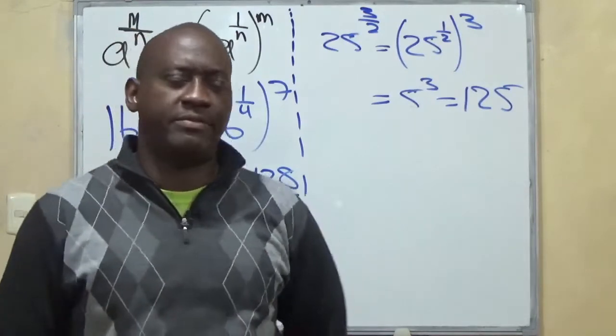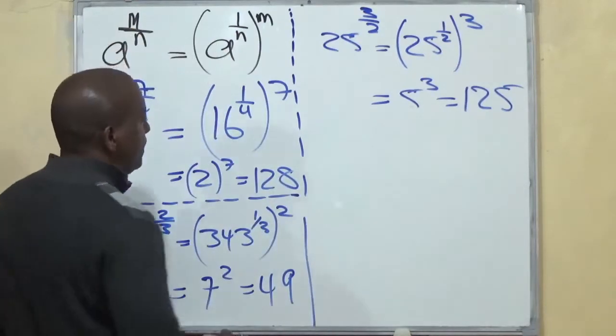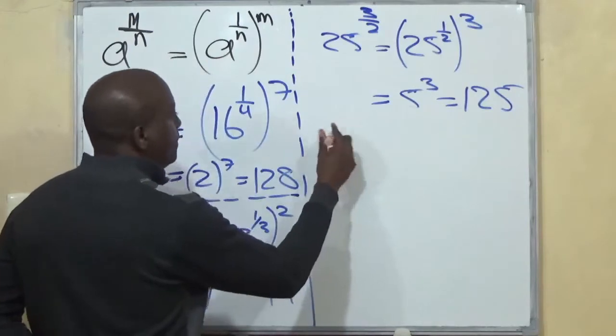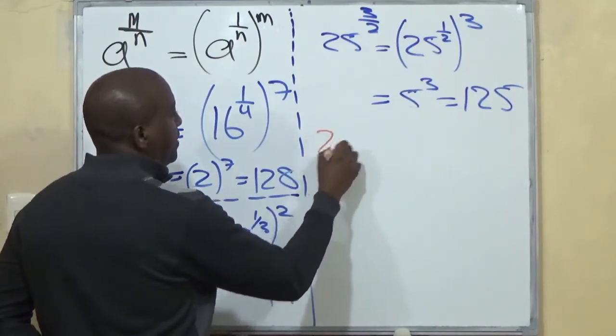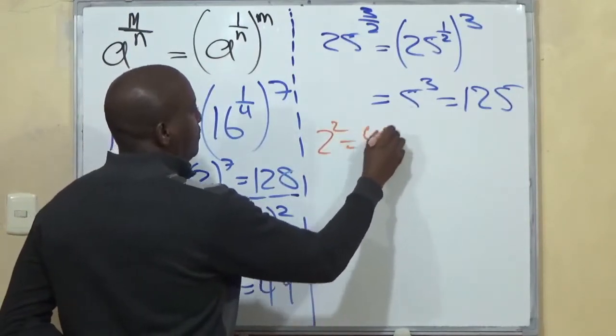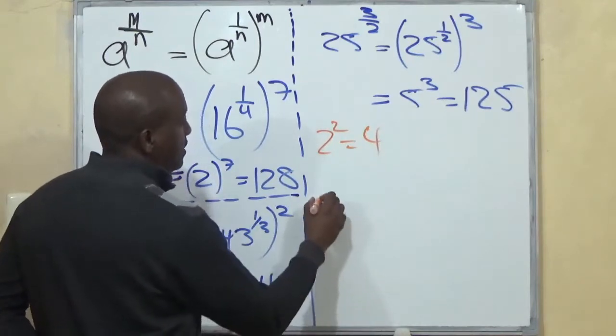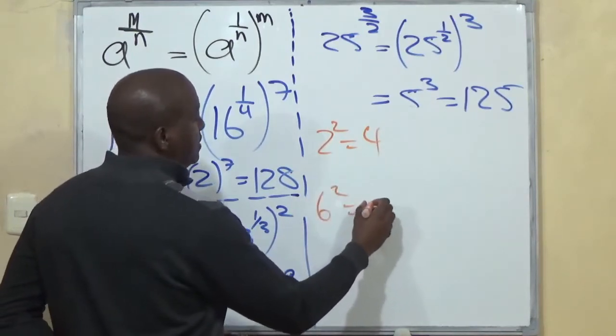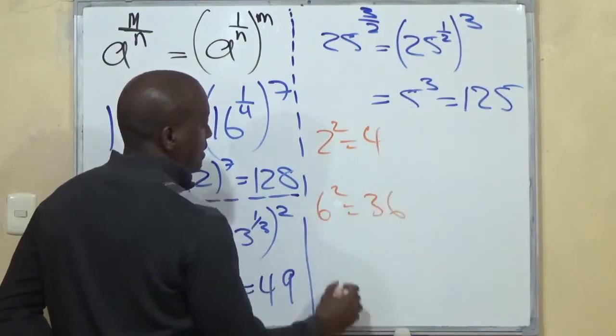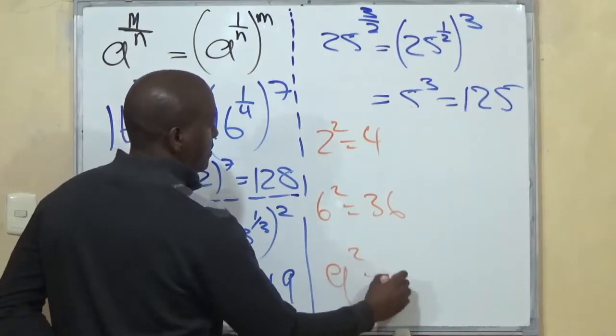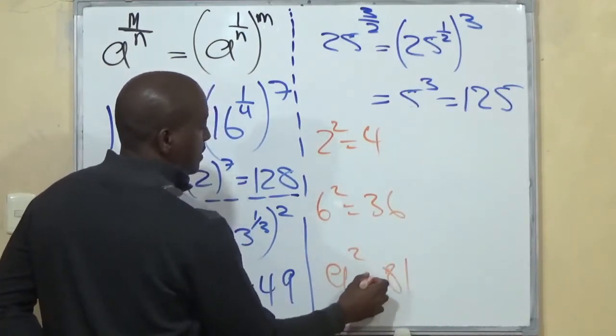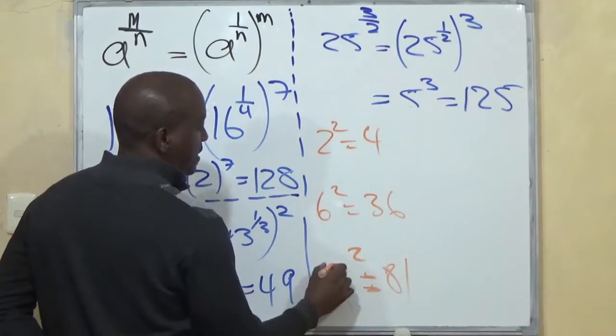Nah, let me use numbers that you're familiar with. I get tempted there for a minute, eh? Let me say 2 squared is equal to 4. Let me say 6 squared is equal to 36. Let me say 9 squared is equal to 81. So you see 81 is a perfect square.